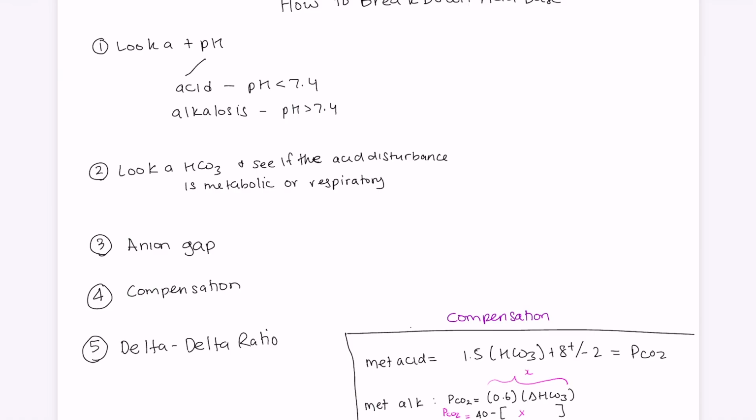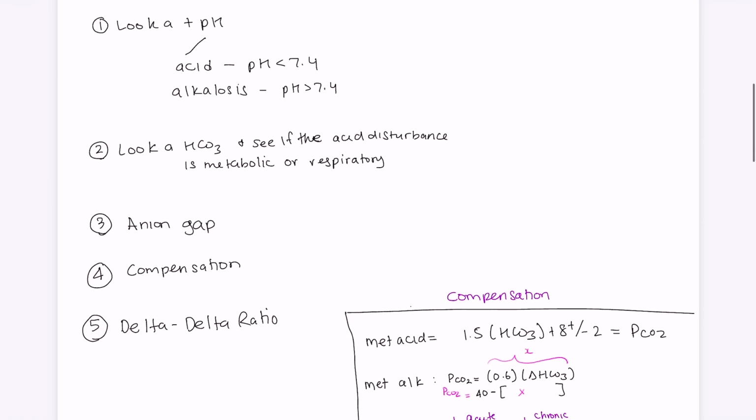I look at the bicarb, and if it's an acidosis, then I would expect my bicarb to be low. If it's a metabolic alkalosis, I would expect my bicarb to be elevated. After that, I'm going to look at the anion gap. For any acid base or any BMP that is given, always check an anion gap. You'd be surprised how many hidden acid base disturbances there are even in a normal blood gas.